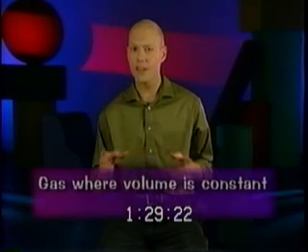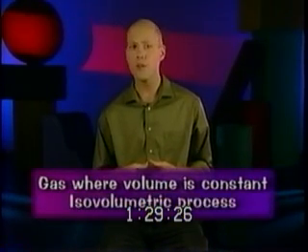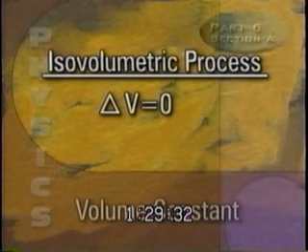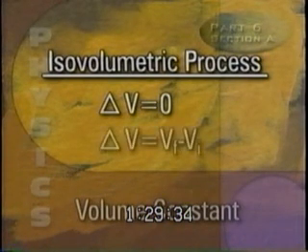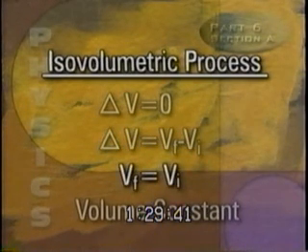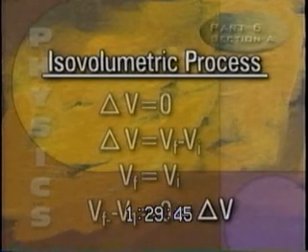First, let's look at a gas where the volume is kept constant. This is called an isovolumetric process. So, if the volume of the gas is kept constant, then the change in the volume, delta V, equals 0, because delta V equals V final minus V initial. So, if there's no change, then V final equals V initial, and the difference is 0. So delta V equals 0.